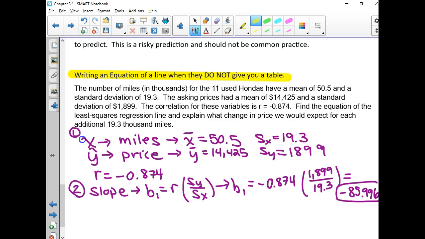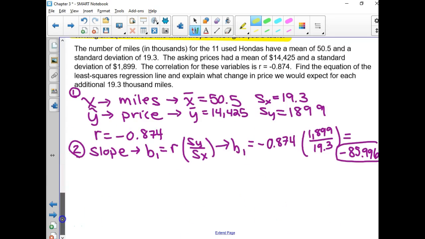Here's my slope. Now I need my y-intercept. b sub naught is equal to the average y, right, plus or minus? Look at your formula. Minus, then what? b sub 1, your slope, times x bar. Again, that's on your formula sheet for the AP exam. We just wrote it above in the notes as well.